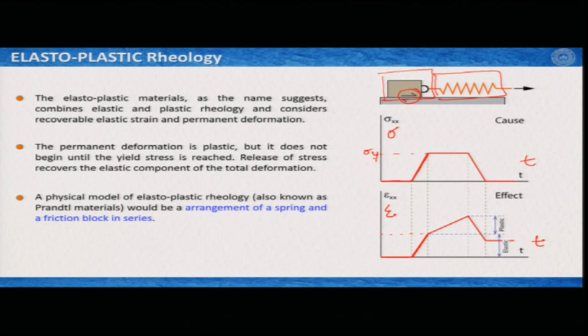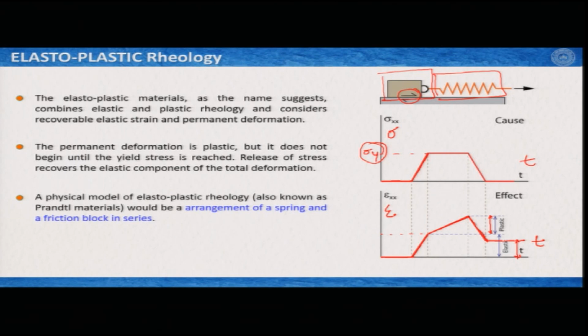But then when I start moving this spring, this is your elastic, sigma y is your yield stress, then this friction block starts moving, and if I release the stress, then I can recover the elastic strain, and then the plastic strain continues. So, this strain is equivalent to this strain, this is your plastic strain which you cannot recover.